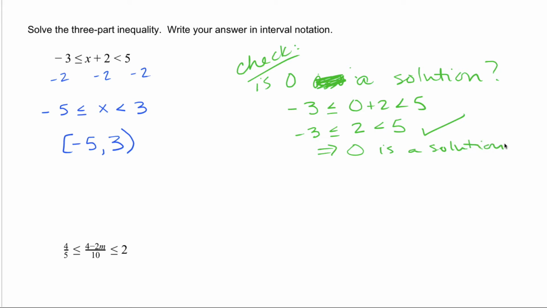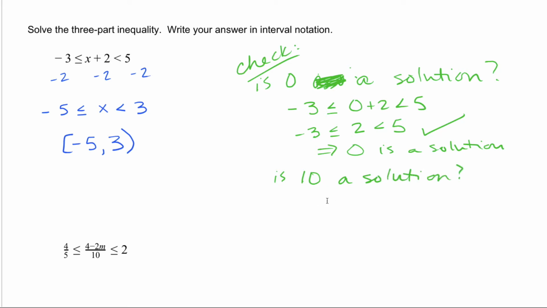And that's good. 0 is in our interval. Now we should check something that's outside of the interval. So what's outside that's an easy number? +5, +10. Let's check 10. Is 10 a solution?